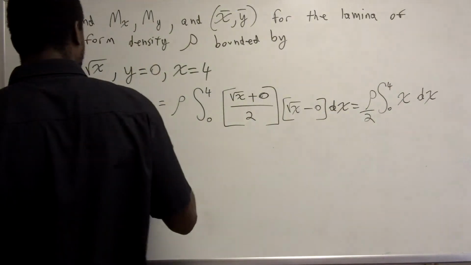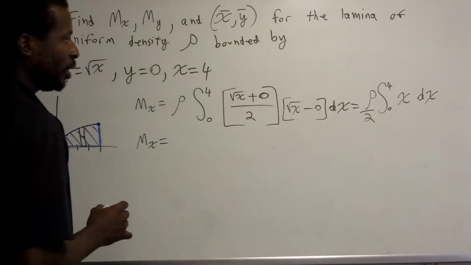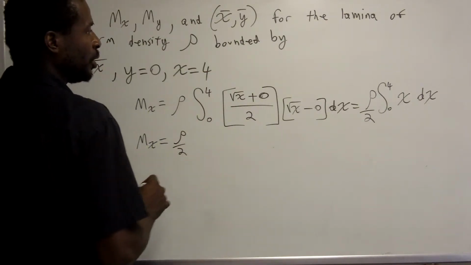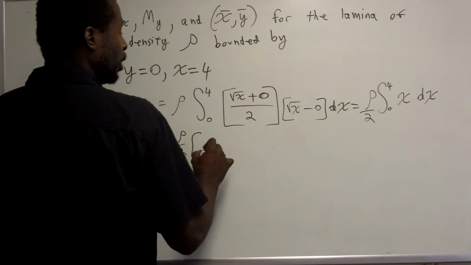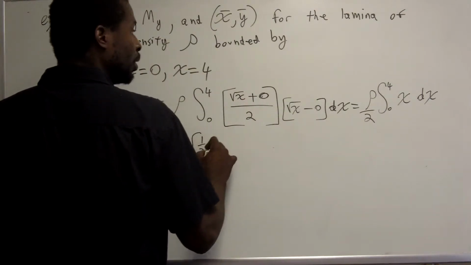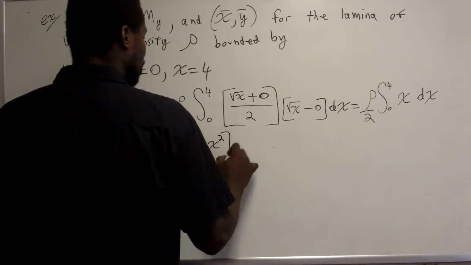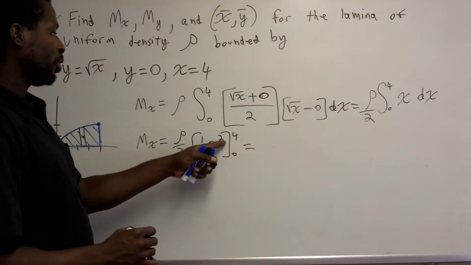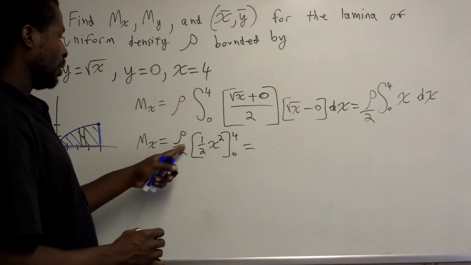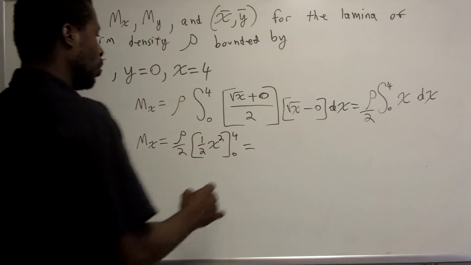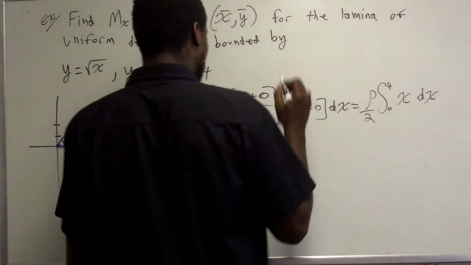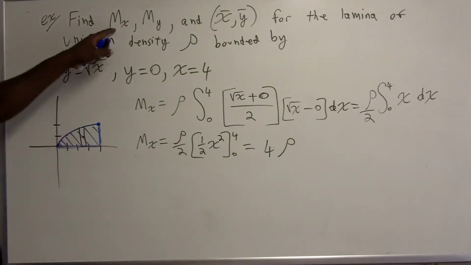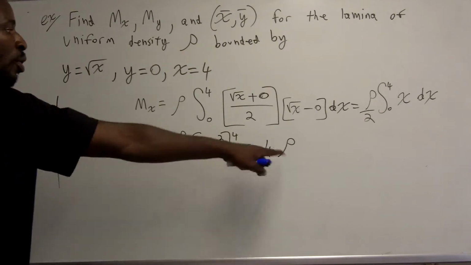So it turns out that Mx is equal to rho over 2 times 1/2 x squared from 0 to 4, which is, when I plug in 4, 4 squared is 16, and 16 over 4 is 4, so this is equal to 4 rho. So that's Mx. That's the first part of the question. Mx is equal to 4 rho.